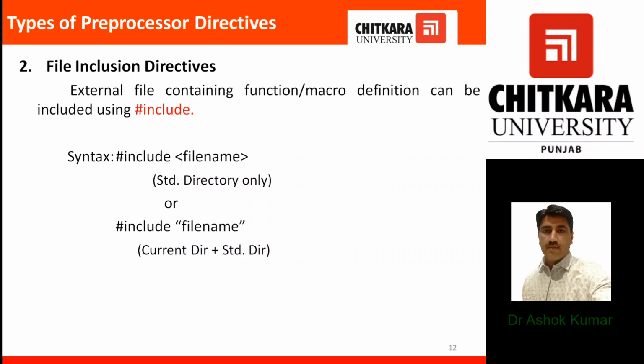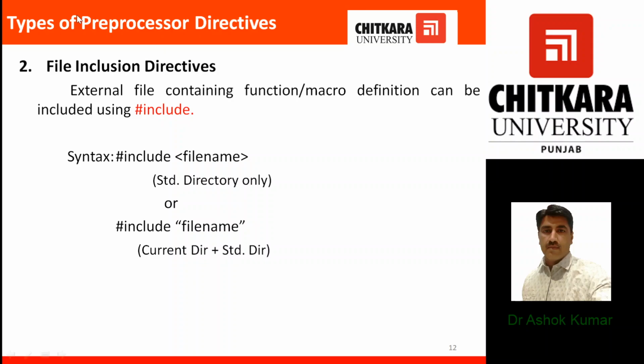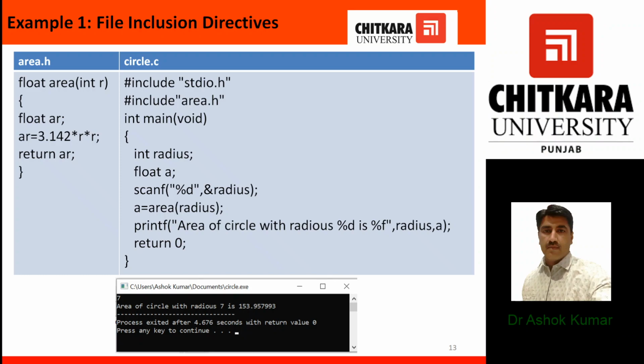I'm going to explain it with the help of an example. So the basic aim of file inclusion is you can keep your program in 2 different files, right? So that is the main benefit of this. I have included here the code to find the area of the circle. To find the area of the circle, I have created 2 files.